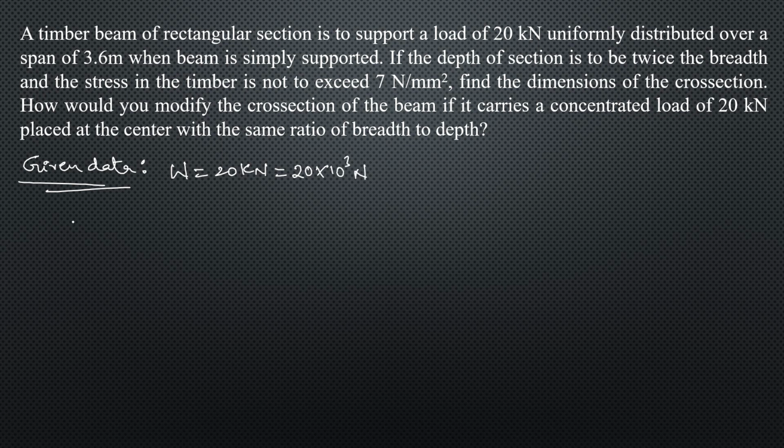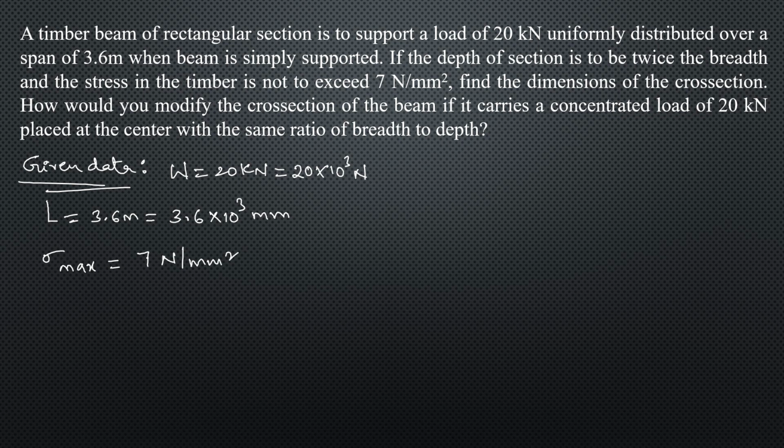Okay. Next, what is given to us? Span L is given. L is how much? 3.6 meters. I will convert this into mm. So 3.6 into 10 power 3 mm. And he told the stress in the timber beam is not to exceed this much, means it is already sigma max. How much? 7 Newton per mm square.